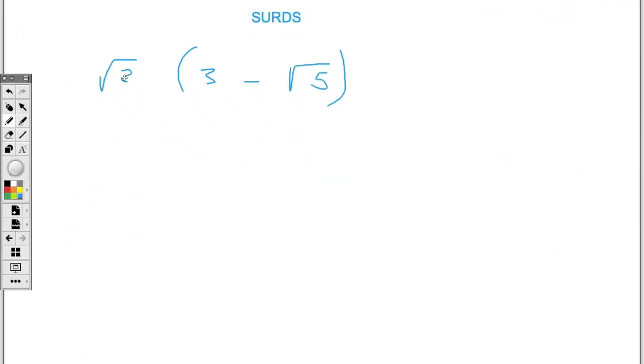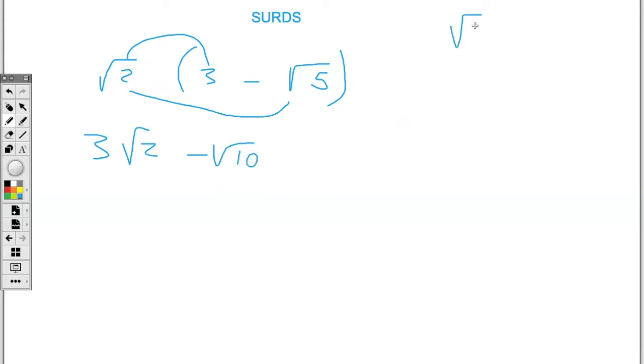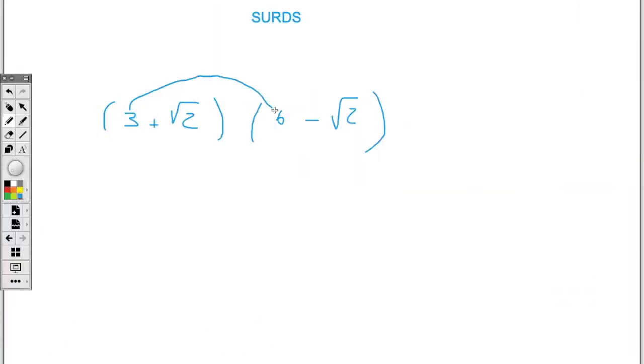So if I have this example to expand and simplify, I'll multiply root 2 times 3. That will give us 3 root 2. Then root 2 times minus root 5 to give us minus root 10. How did I get this? Because root 2 times root 5, it's 5 times 2, so you arrive at the root, then 5 times 2 to give you 10. Go ahead and multiply 3 times 6, that's 18.